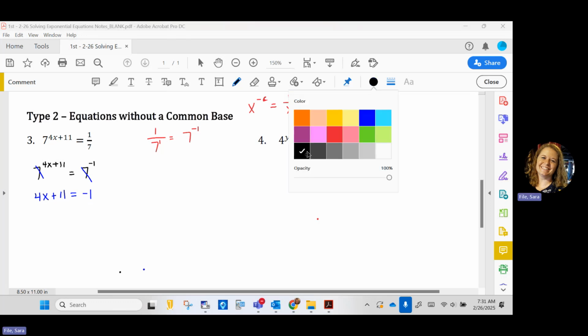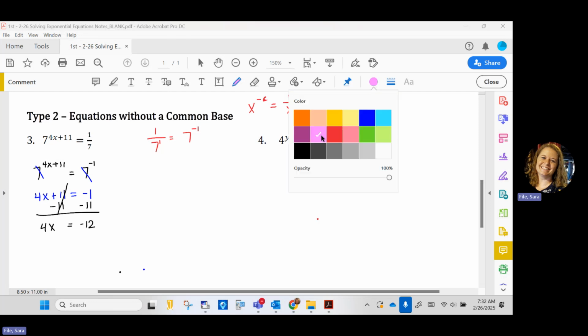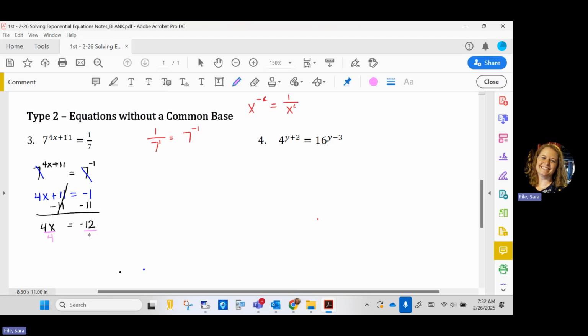Now it becomes a basic algebra problem to solve. I've only got one x, it's on the left, so I'm going to move my constants to the right. So that leaves me with 4x equals -12. And then I am going to divide out that coefficient of 4, which is going to leave me with -3.